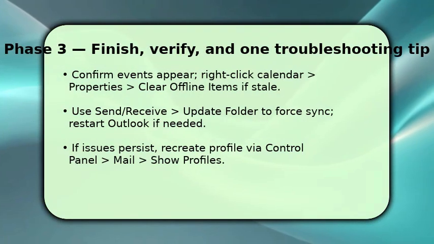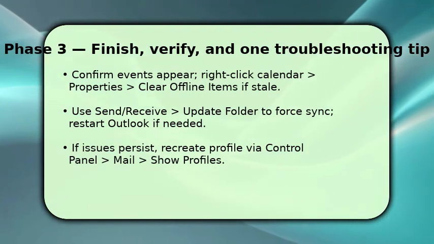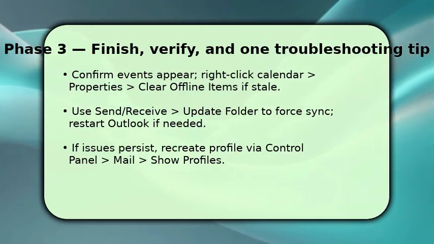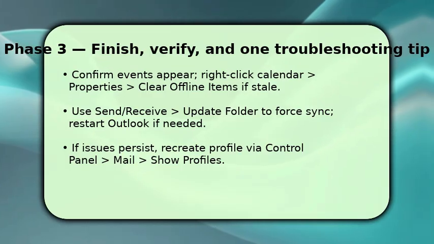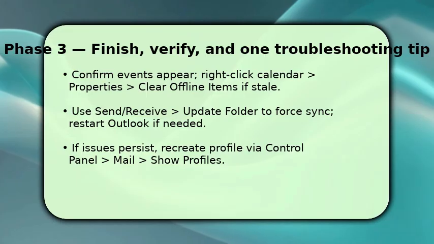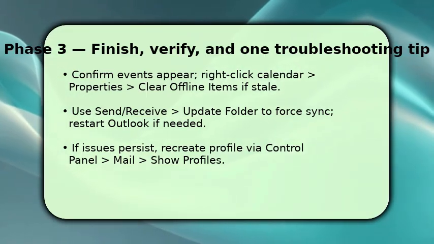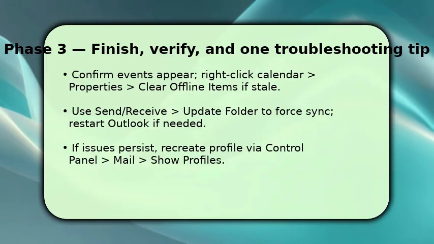Finish by confirming events display correctly in the desktop calendar. If entries look outdated, right-click the calendar, choose Properties, and clear offline items to force a fresh sync. Once done, use Send/Receive and Update Folder to immediately pull changes, and restart Outlook to resolve transient glitches.